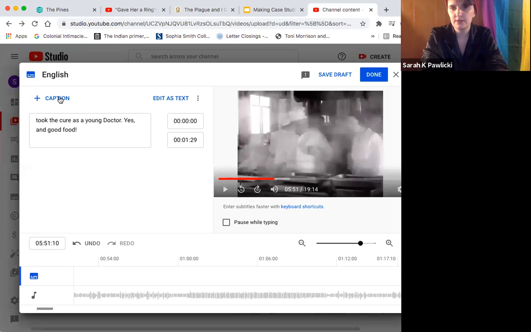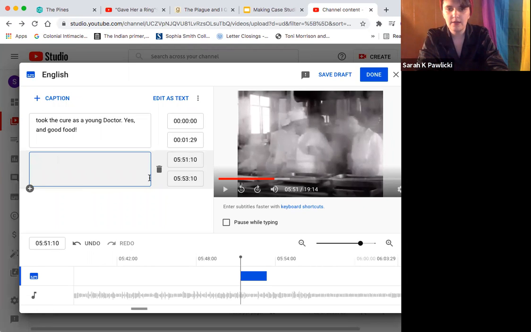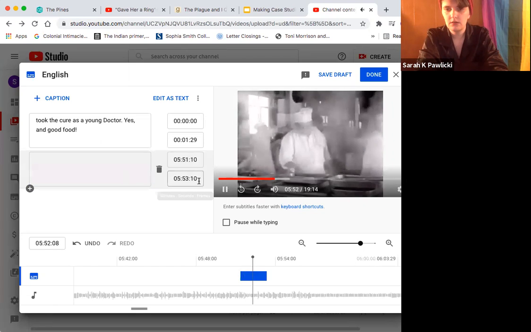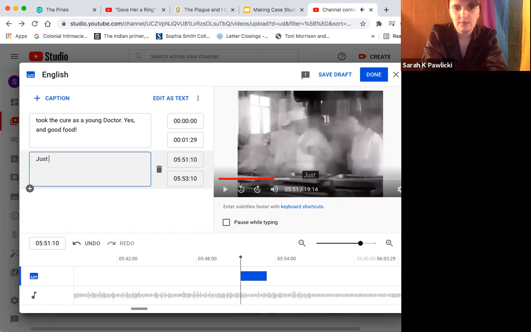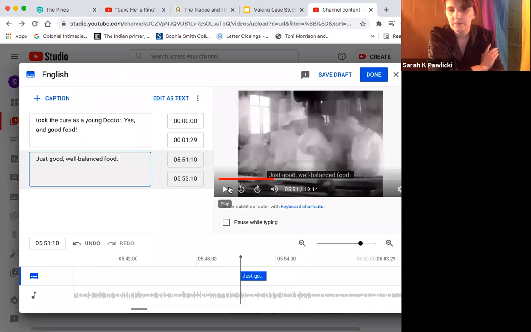upload your captions as a single block and then sync them to the video, or you can do so manually like this. Just good, well-balanced. And see the subtitles appearing here. I do recommend, if you have a full transcript already, just uploading it and then syncing it, which will be presented as an option to you here, instead of doing it manually, because doing it manually can be very time consuming. However, it is a way to guarantee that your captions are as correct and as useful as they can possibly be.